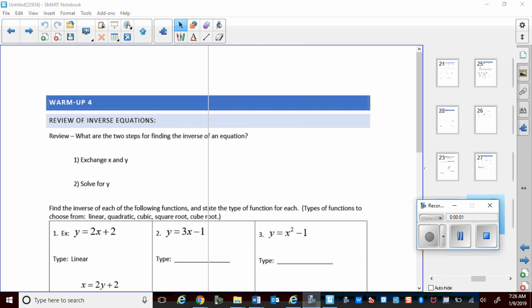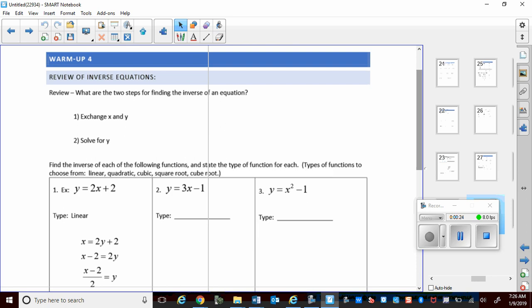All right, so this is lesson 4. This is the composition of functions. After this lesson, you'll do the review, and then you will take the Unit 6 test for radicals. So the first part is a warm-up, and it's just a review of inverse equations and how we find the inverse of equations. And this is composition.